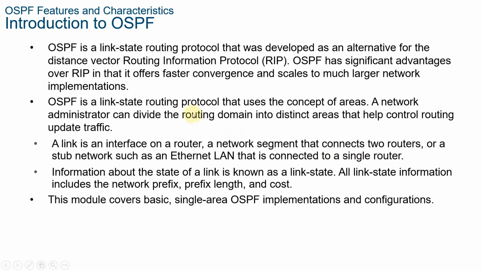So OSPF is a link state routing protocol that uses the concept of areas. A network administrator can divide the routing domain into distinct areas that help control routing update traffic. A link is an interface on a router. A link is also a network segment that connects two routers, or a stub network, such as the Ethernet LAN that is connected to a single router.